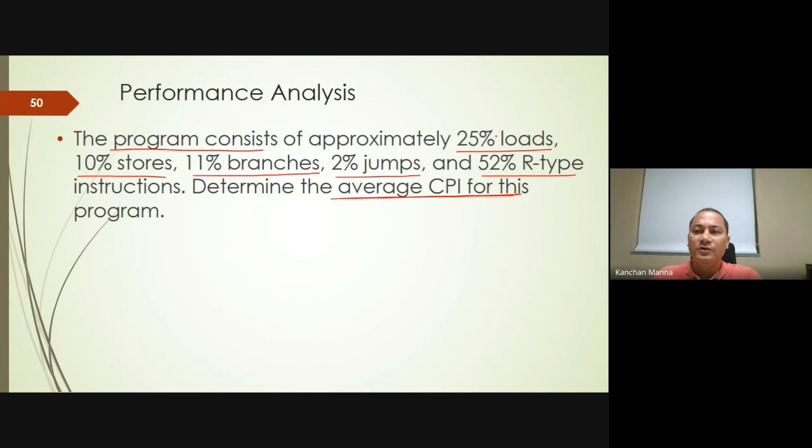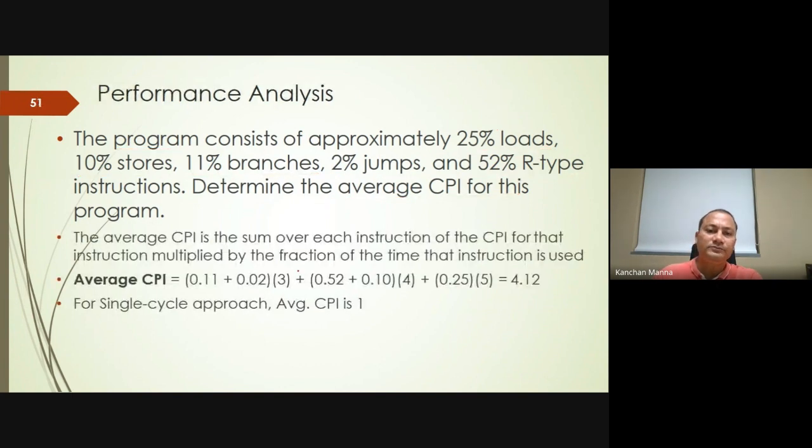If you remember, for load it takes 5 clock cycles. For store, it takes 4 clock cycles. For branch, it takes I think 3, right? So in that way, you have to multiply that clock cycle with this percentage. So here you can see, branch takes 3 clock cycles, and jump also takes 3 clock cycles. And because of that, we have added that percentage and we have put 3 clock cycles.